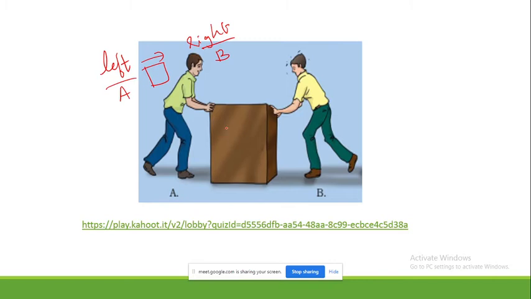So they are pushing the box, and whose force will be greater if the box will be moving towards the right? So this is right. B. Okay, person B. How is it person B? The box is moving towards the right, so whose force is greater? Note that the person on the left is A and on the right is B. Now, if the box is moving towards the right, whose force is greater?